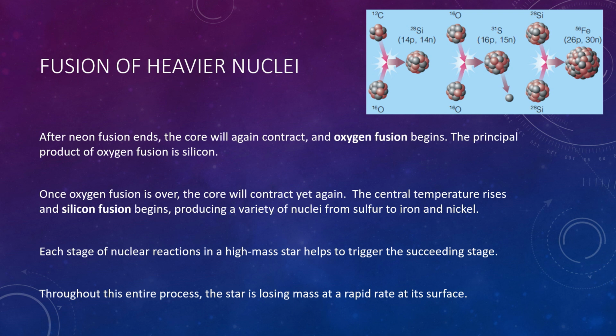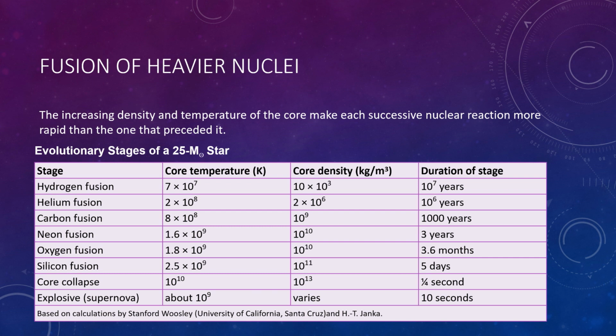Each stage of nuclear reactions in a high-mass star helps to trigger the succeeding stage. In each stage, when the star exhausts a given type of nuclear fuel in its core, gravitational contraction takes the core to an even higher density and temperature, thereby igniting the "ash" of the previous fusion stage, and possibly the outer lying shell of unburned fuel as well. The increasing density and temperature of the core make each successive nuclear reaction more rapid than the one that preceded it.